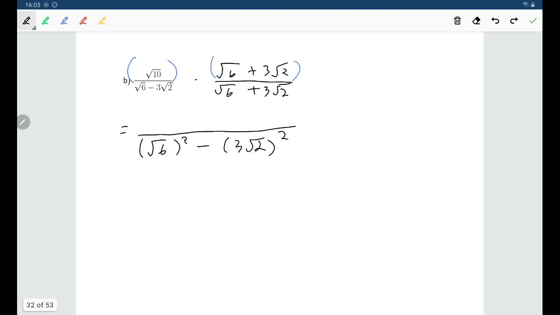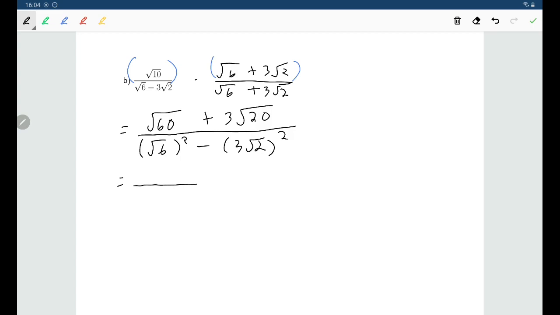For the numerator, I'll multiply that out. Root 10 times root 6, that's root 60. Root 10 times 3 root 2, that's 3 root 20. And now the only things that are left to do are to simplify my roots, simplify the denominator, and then we're pretty much finished. I'll do the denominator first here.